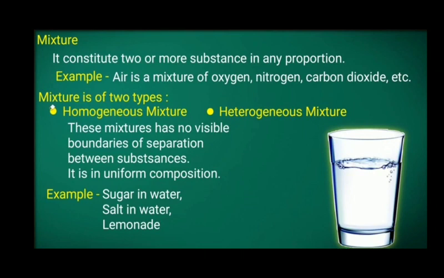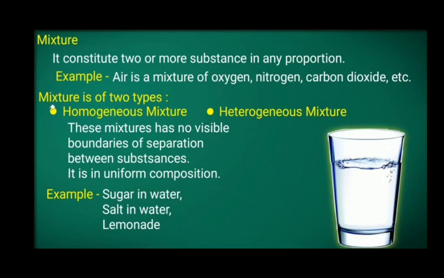Now, what is a mixture? A mixture constitutes two or more substances in any proportion. Example, air is a mixture of oxygen, nitrogen, carbon dioxide and other gases. There are two types of mixtures, homogeneous mixture and heterogeneous mixture.